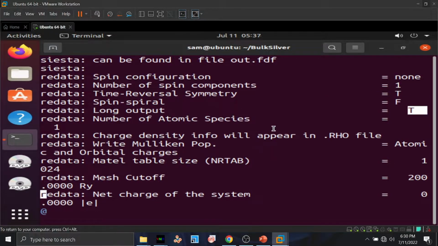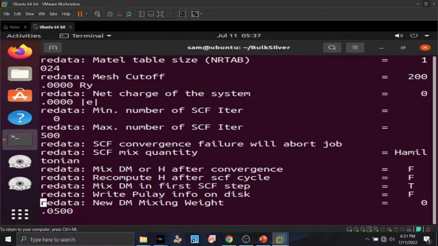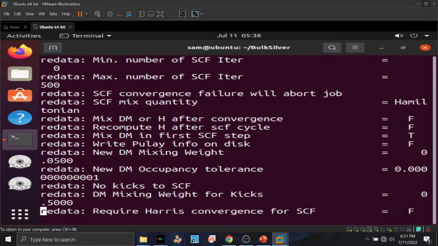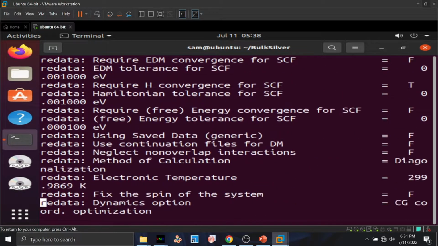Okay, and charge density information will appear in the file name dot RHO, where rho is the density, as you know. So here it gives us all such kinds of things. The parameters with F written in front of them will not be calculated by default because we did not change them. T means true and F means false. So this is all the parameters.